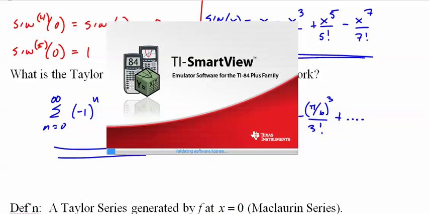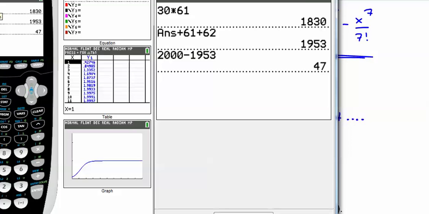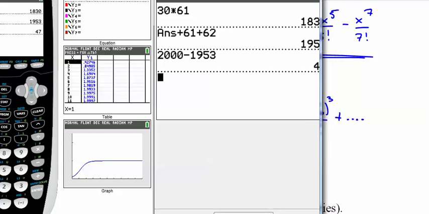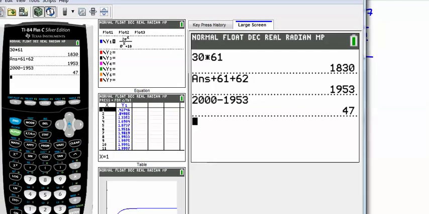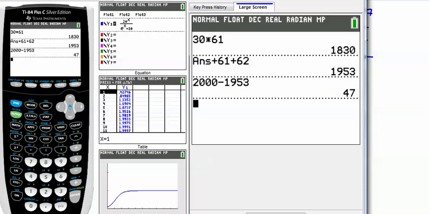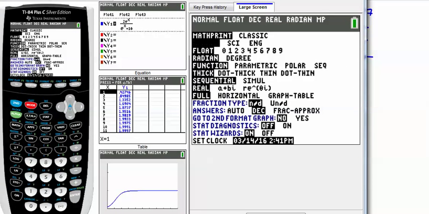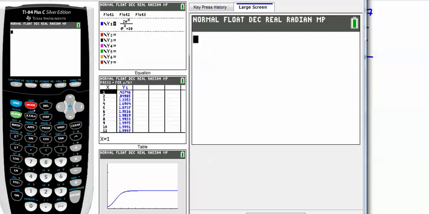So I don't have to check the sine of pi over 6, although I do have to make sure my calculator is in radians. That should do it. Mode. Yep. Quit. And this is going to be challenging.